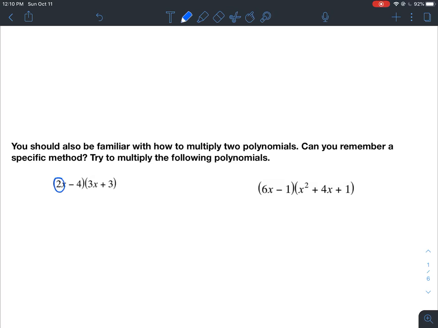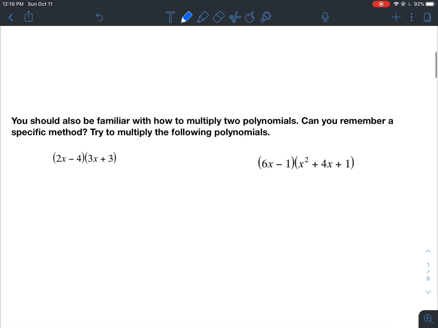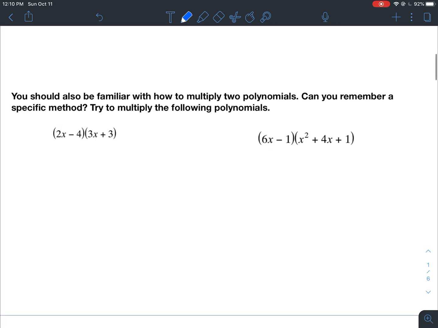Basically what it means to multiply two polynomials is that you take every term from one polynomial, so in this case the 2x and the negative 4, and you multiply those with the terms inside here. The methods help you do that. If you remember the FOIL method, FOIL was an acronym. The F in FOIL meant your first terms, so you multiply the first term in both polynomials.